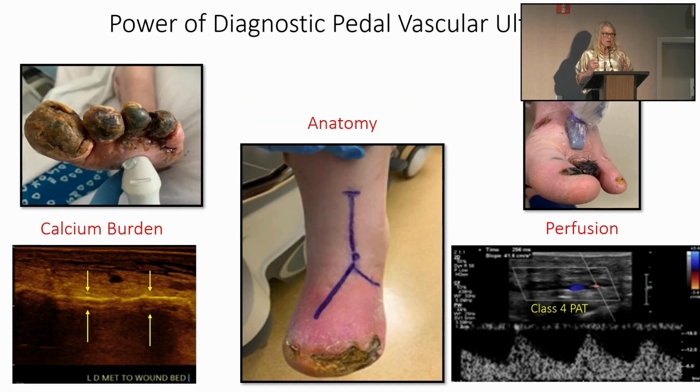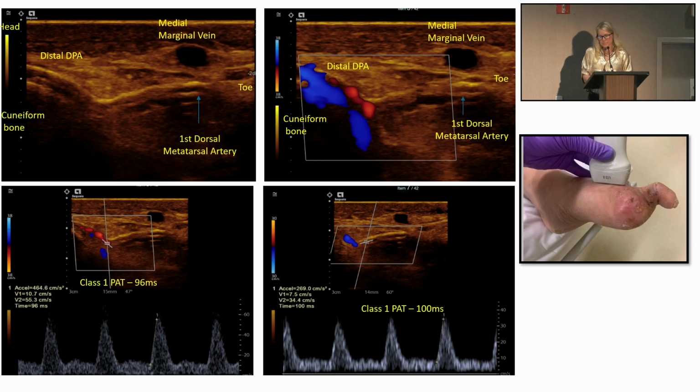Pedal duplex is not just about perfusion and PAT. It's actually about looking into the vessels. We can see calcium burden. We can understand the anatomy. There's so much variation, I think, on the top of the foot, just like the hands-on scanning yesterday. So when we can look at perfusion and anatomy and calcium burden, it really gives us a lot of information. And you can see here, ultrasound is pretty good, and we're looking at 1 millimeter vessels.